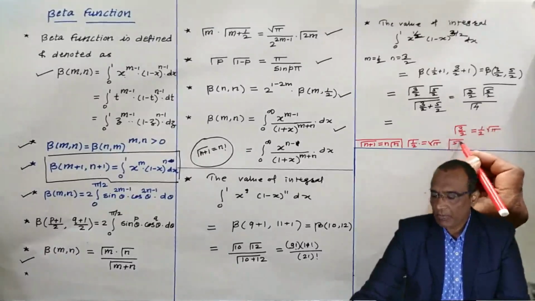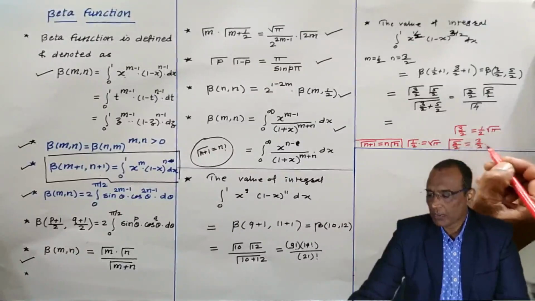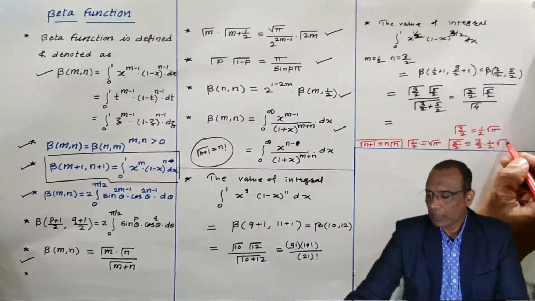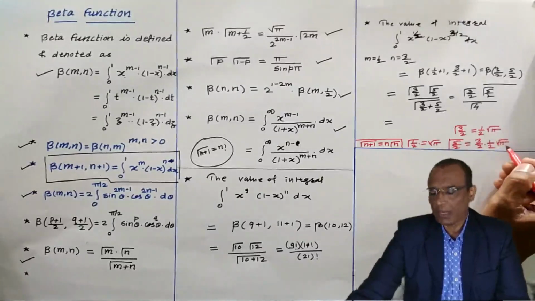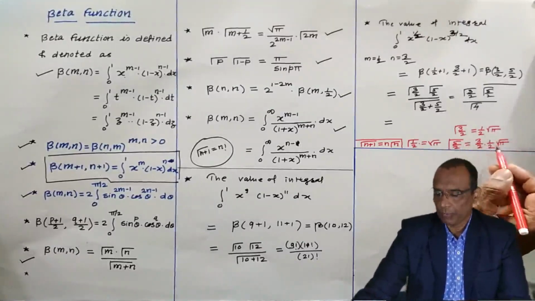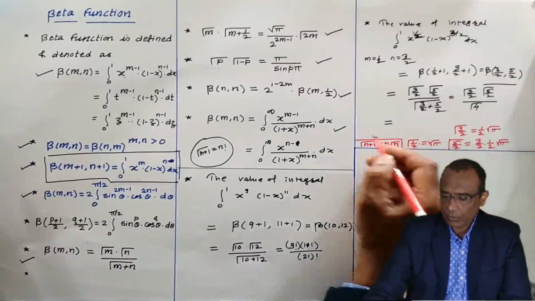Yes, the value of gamma 5 by 2, how do you calculate? Subtract 1, it is 3 by 2. 3 by 2 minus 1 is 1 by 2. We have to continue up to 1 by 2, and after 1 by 2, you can directly write root pi, because root pi is gamma 1 by 2. This gamma 5 by 2 value is 3 by 4 root pi. Similarly, you can find out gamma 7 by 2 also.